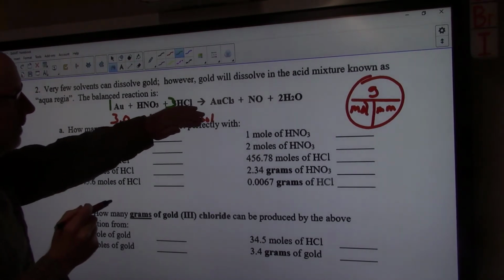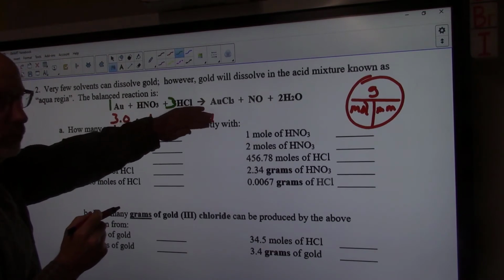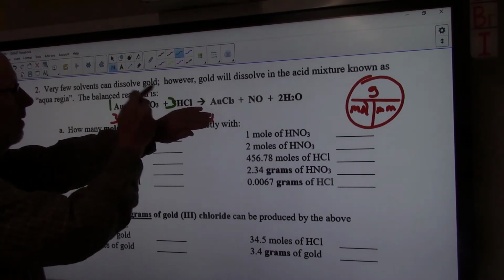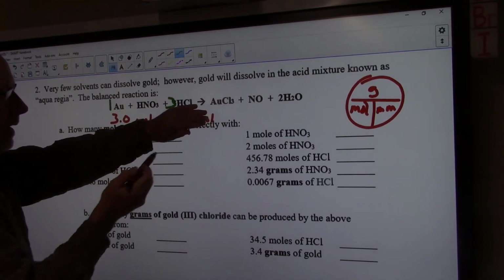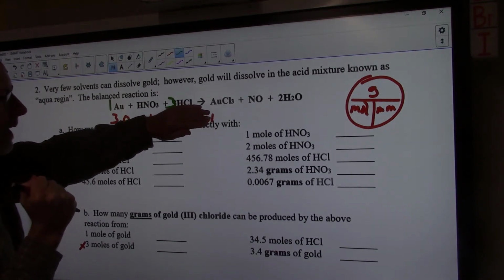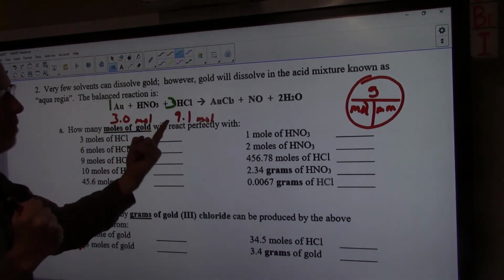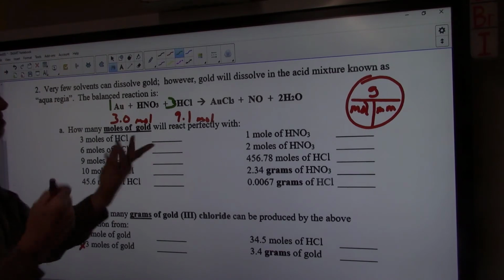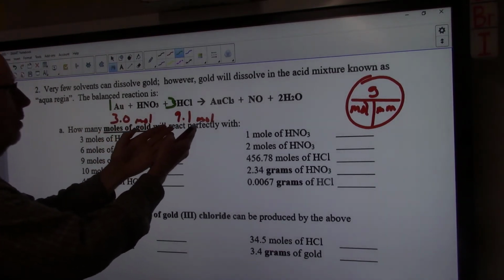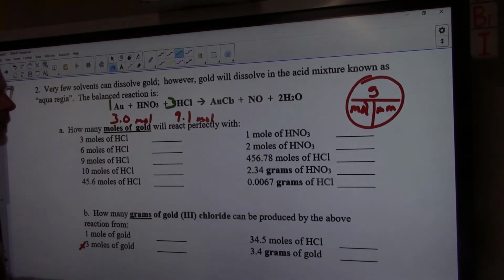So I cover up the second one, usually, and I say 1 is to 3 as 3 is to 9. And then I go, hey, come on, got to have 9. Do I have 9? Oh, I have more than 9. I have 9.1. This is the excess. Well, which is the limiting? This one's the limiting. Now, I could have done this backwards, too.